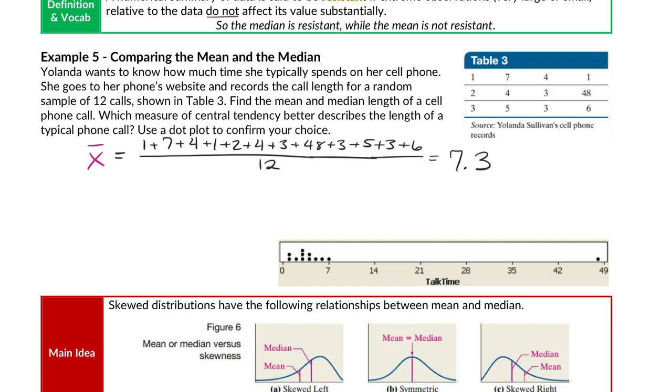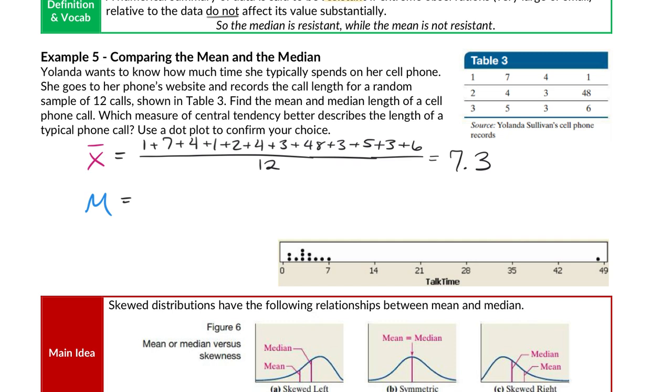7.25, so 7.3, 1 decimal more than our raw data. Our raw data was whole numbers. Okay, interesting. So now let's find the median. Median is represented by big M. The median, we just need to list them all in order and then figure out which one's in the center.